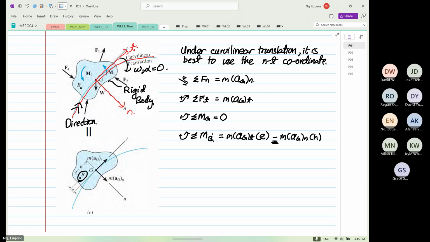Are we clear? Yes. Okay. So again, either you take moments from the center of gravity or from point B. What am I going to say? The answer will be the what? Same. Okay. I need you to have the level of confidence. Are we clear? Okay. Yes.